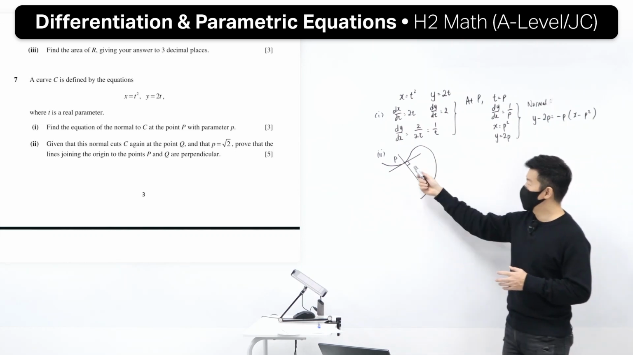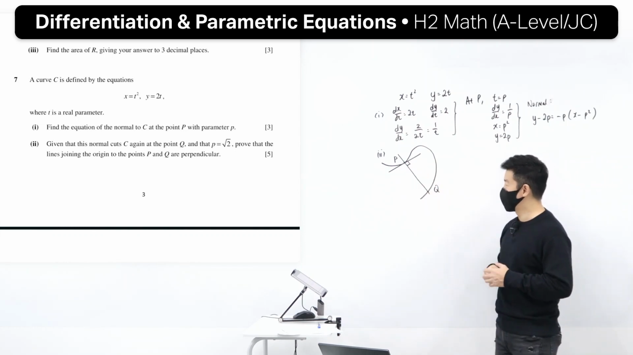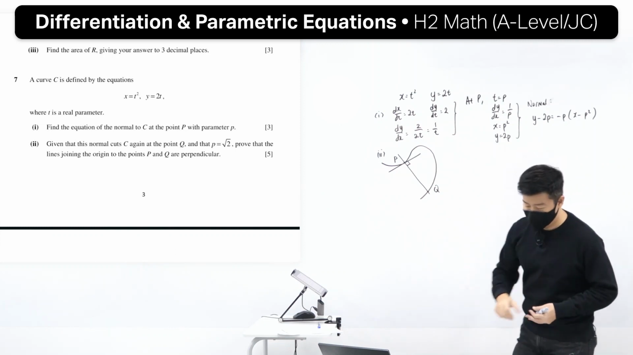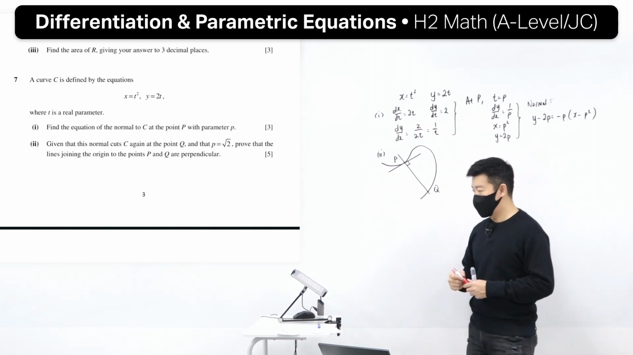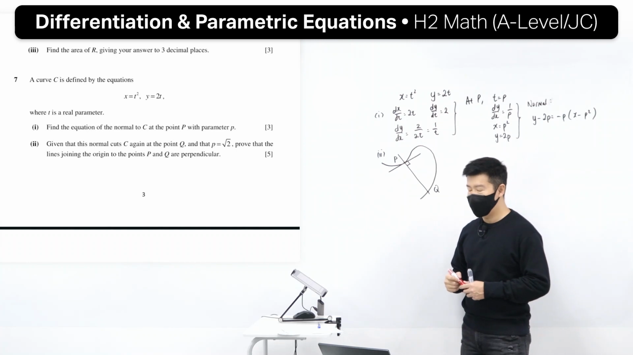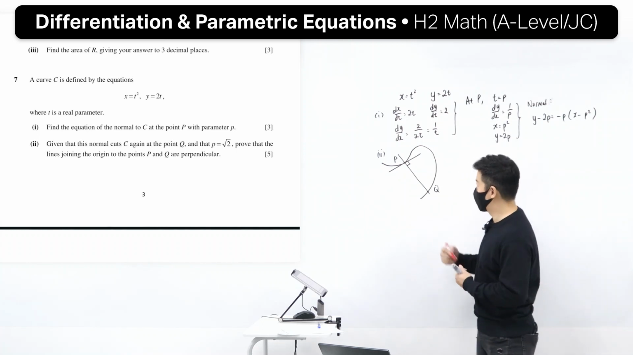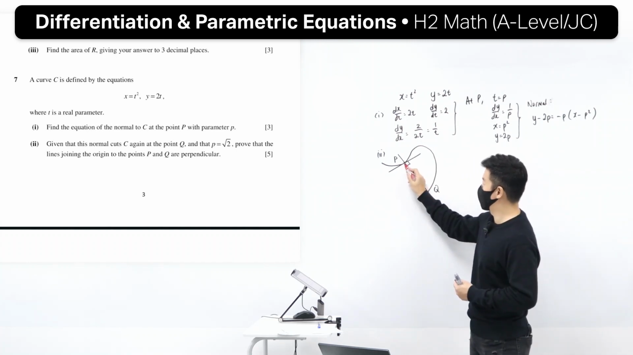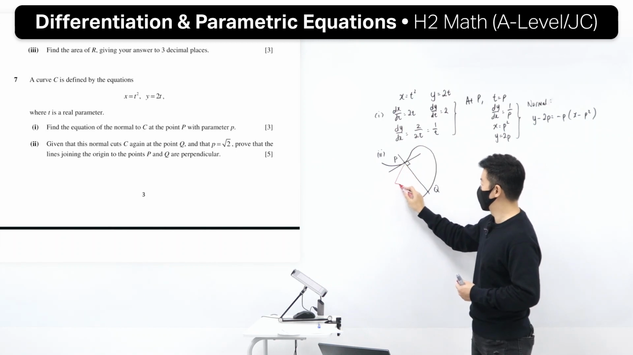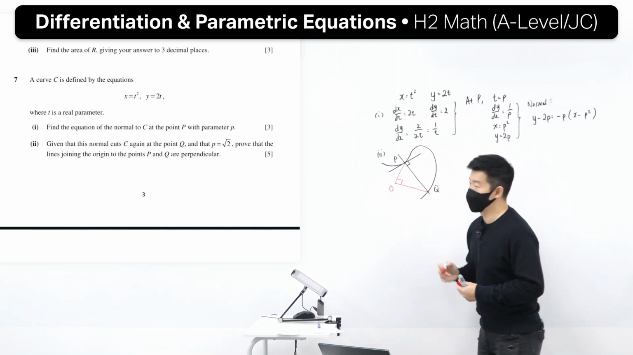So the normal at point P cuts the curve again at point Q. We want to try to prove that the line from the origin to P and the line from the origin to Q are perpendicular to each other. So we are trying to prove, let's say something like this, perpendicular to each other based on the origin.